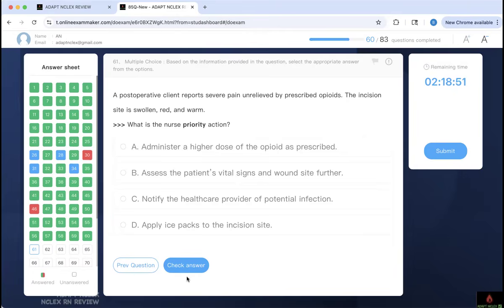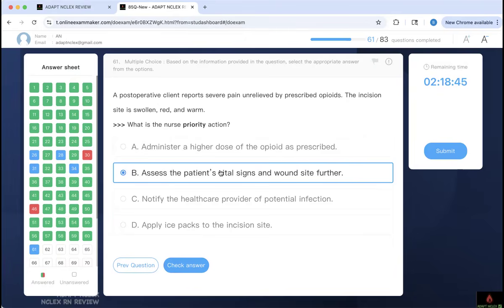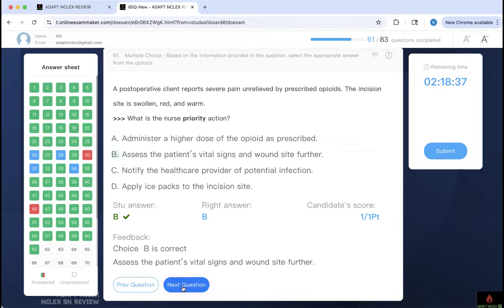What would you do? And you see that they said there's a swollen, red, warm incision. I've got to check the vitals, whether there's evidence of infection, whether there is evidence of a pain issue, before you do anything. So further assessment is required.